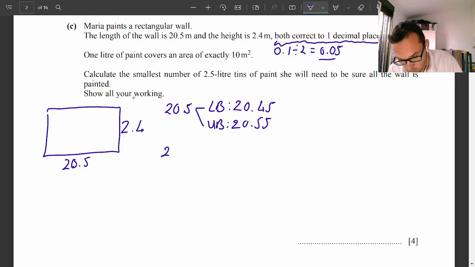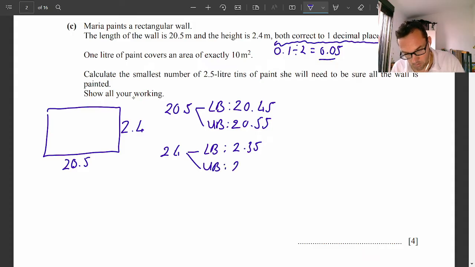Do the same with the 2.4. The lower bound will be 2.4 minus 0.05, which is 2.35. And for the upper bound, we add the 0.05, which is 2.45. So the height of the wall is somewhere between 2.35 and 2.45 meters. Okay, let's move on to the next part.